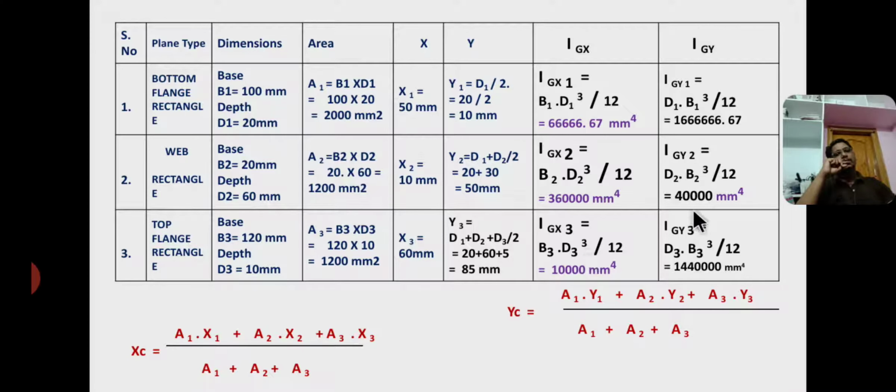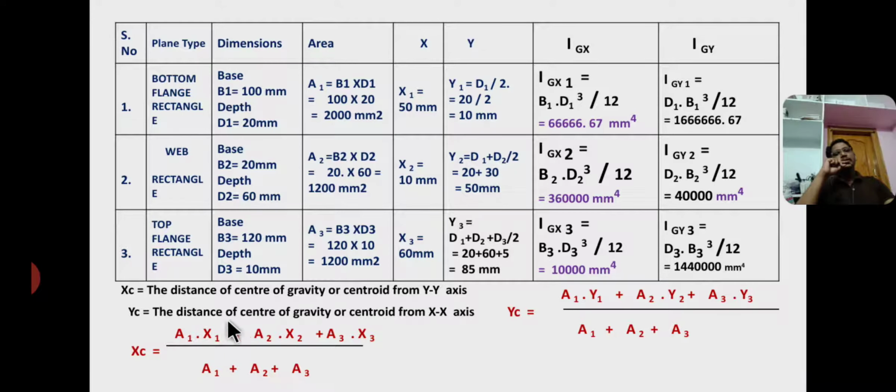Area moment of inertia. First of all, you have to calculate the value of xc and yc. Xc, yc are the coordinates of the centroid. So xc is the distance of the centroid from the y-axis, yc is the distance of the centroid from the x-axis. Okay, so substitute all values in the xc formula and yc formula. We will get the answers. Xc equals 41.81 and yc equals 41.36. These two are the coordinates for the centroid.